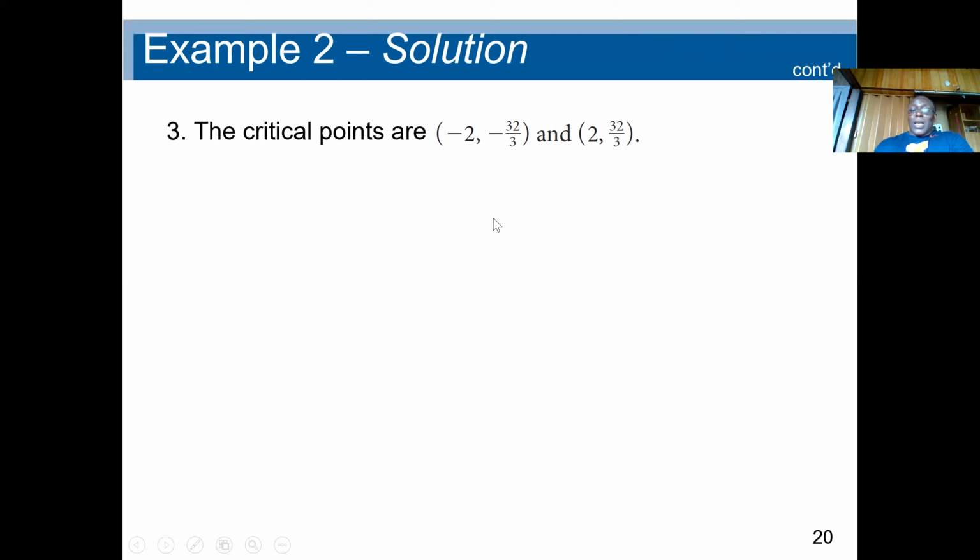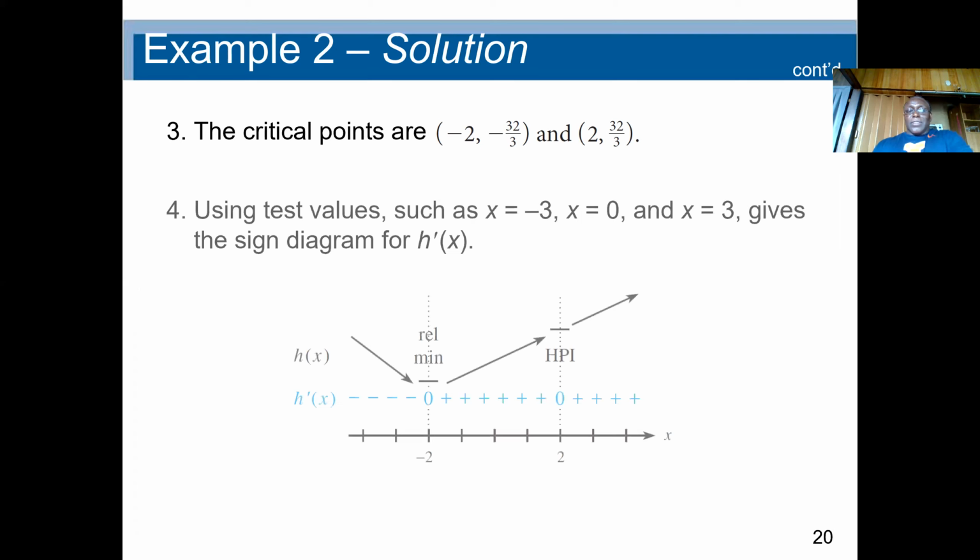Now the testing means we have to use the first derivative. If the first derivative of f at x is greater than 0, then we have increasing. If it's less than 0, we have decreasing. Again, we are not using the original function. We are using the derivative of the function. Then we know that from increasing to decreasing, we have a relative maximum. From decreasing to increasing, we have a relative minimum. And that's the next step here.